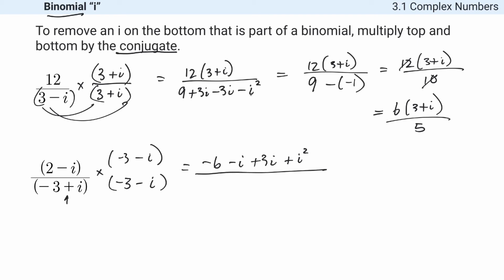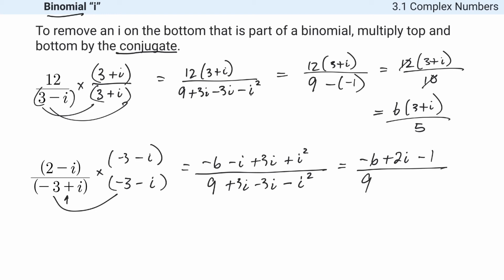Okay, over. On the bottom, minus 3 times minus 3, so it's 9. Plus 3i minus 3i minus i squared. Okay, so on the top there, minus 6, minus 2i plus 3i will be a plus i, and then plus i squared is a negative 1, so it'd be a minus 1. All over 9, these two cancel. i squared is a negative 1, so it's minus a negative 1, so that'll be plus 1. So on the top, minus 6 minus 1 will be a minus 7 plus i, all over 9 plus 1 is 10.